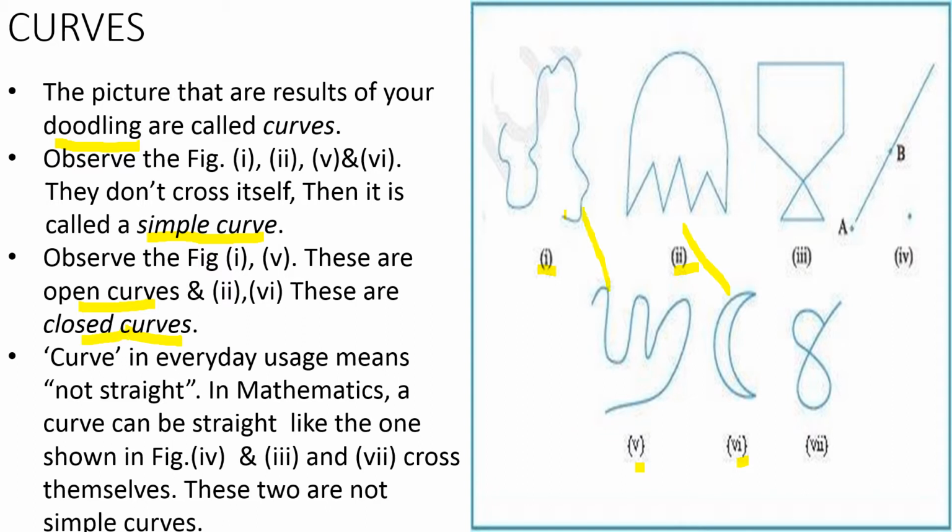Curve in everyday usage means not straight. But in mathematics, a curve can be straight, like the one shown in figure 4. So a straight line can also be a curve in mathematics.